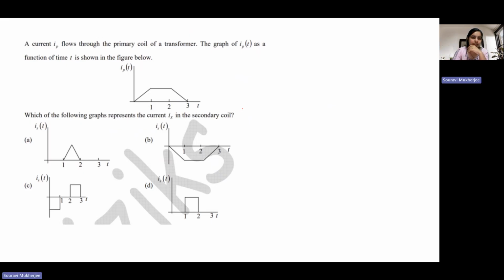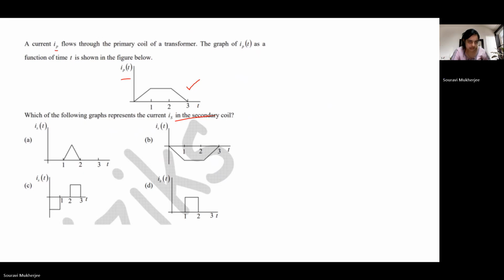So based on that, here what you see is this question where it says that there is a primary coil where the current IP flows, and this is how IP flows, IP as a function of time. Now it is asked how will the current in the secondary coil look like? Okay, so how do we find that? So we know the current IP.